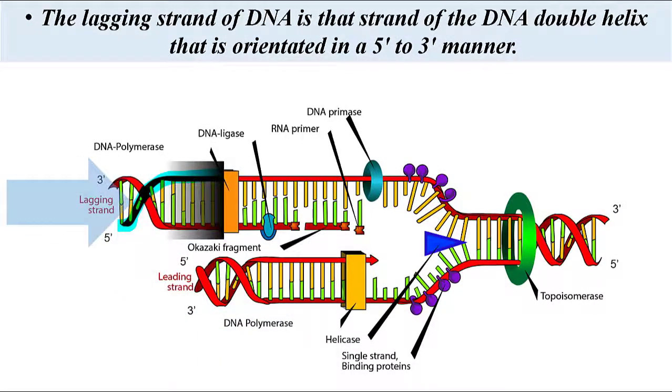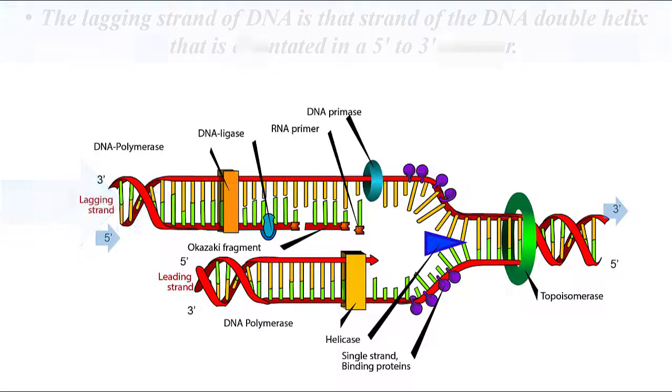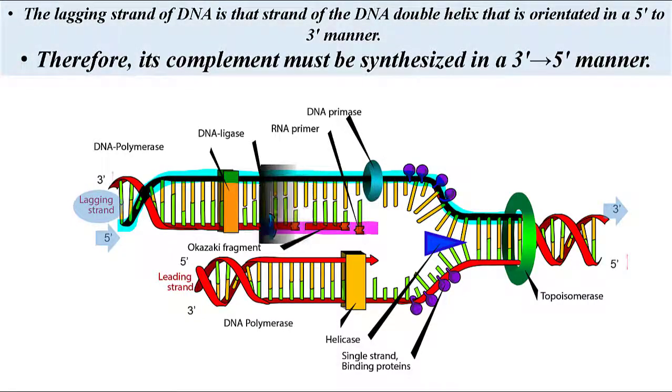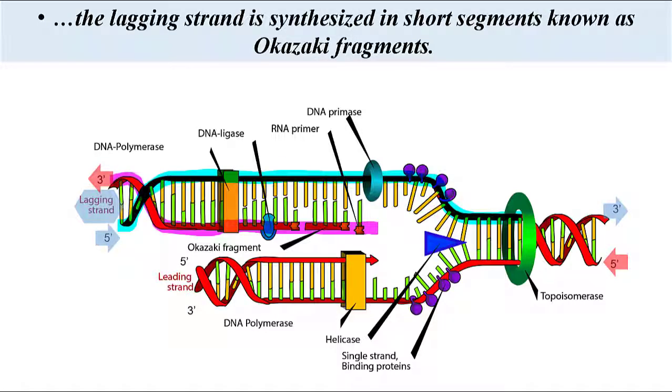The lagging strand of DNA is the strand of the DNA double helix that is oriented in the 5' to 3' manner. Therefore, its complement must be synthesized in a 3' to 5' manner. But here's the problem. DNA polymerase III cannot synthesize in the 3' to 5' direction. So, this lagging strand is synthesized in short fragments known as Okazaki fragments.